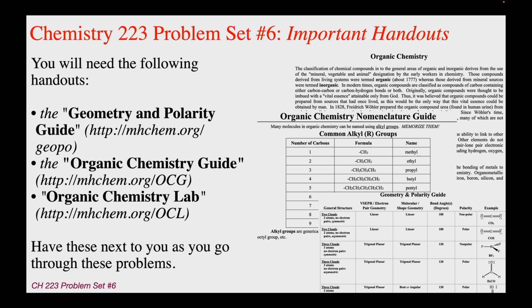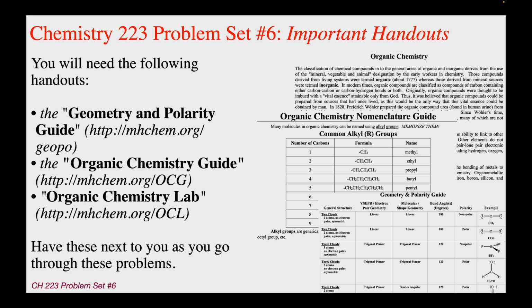mhchem.org/GeoPo is the way to get that. You'll also, I think, benefit from having the Organic Chemistry Guide next to you. That's at mhchem.org/OCG. And the Organic Chemistry Lab also has a lot of information in it, which is pretty helpful. That can be found at mhchem.org/OCL. So if you have these things next to you, you should be good to go. And of course, if you have questions, let me know about them too.